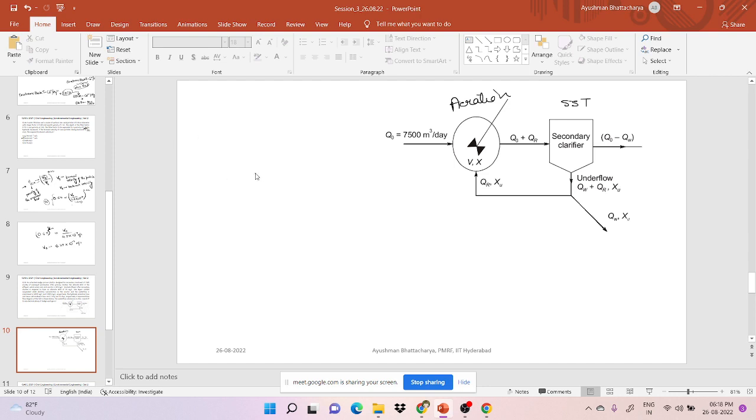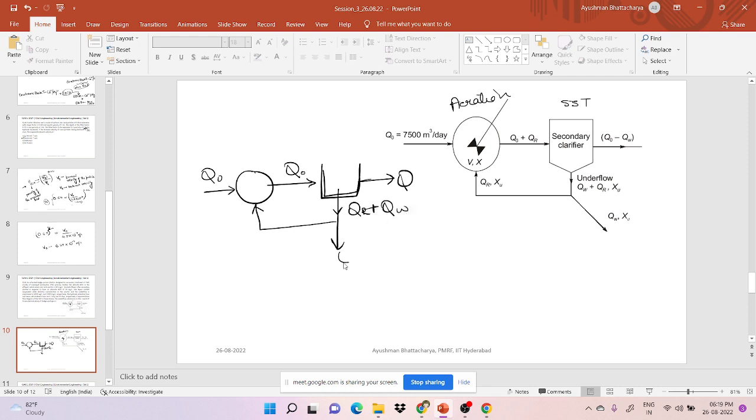So basically, they are saying this is Q naught, the influent water, which is going to the secondary sedimentation tank. This is Q effluent. Now a part of it will be recycled in the ASP. This we call QR plus QW. QW is the wasted amount and QR is the recycling amount. Since QR is also coming, the effluent from the aeration tank will be Q naught plus QR. And the final effluent of the system will be Q naught minus QW.